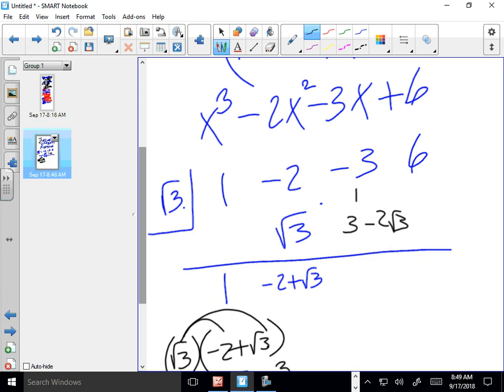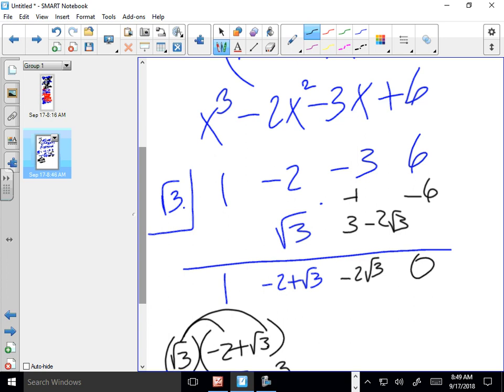And so now I'm supposed to add these. Oh, well, conveniently, the minus 3 and the plus 3 cancel out. And so I just bring down the minus 2 root 3. And now I've got to distribute this times this. Well, root 3 times root 3 is root 9, or 3, and 3 times negative 2 is negative 6, and I get that 0 that I'm looking for.